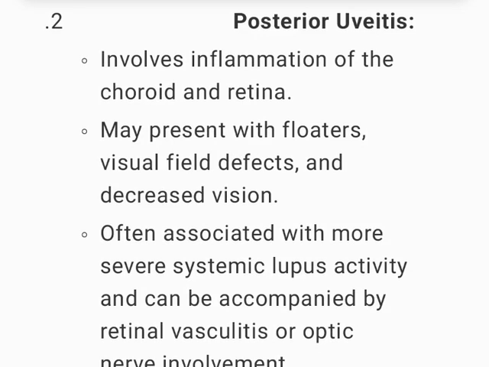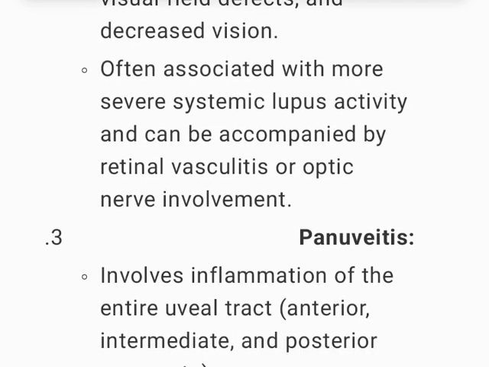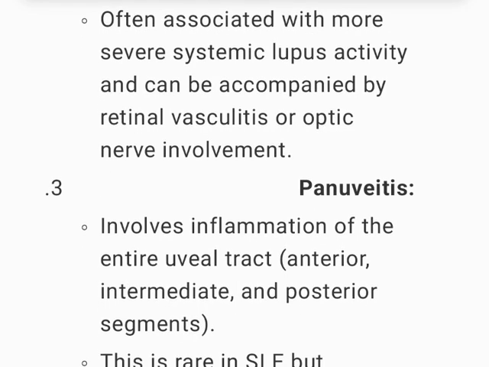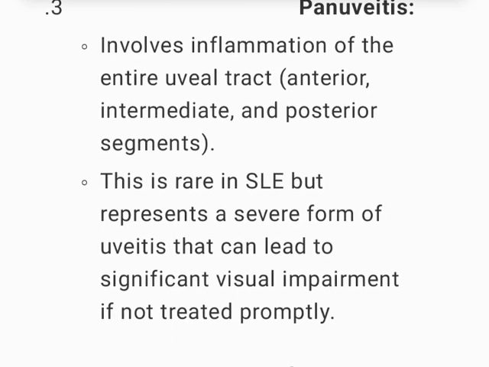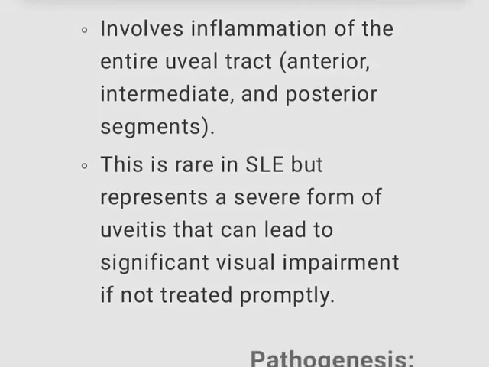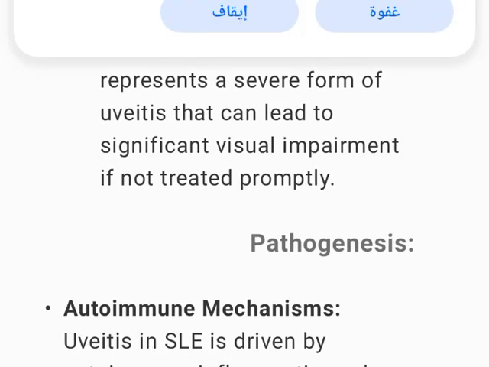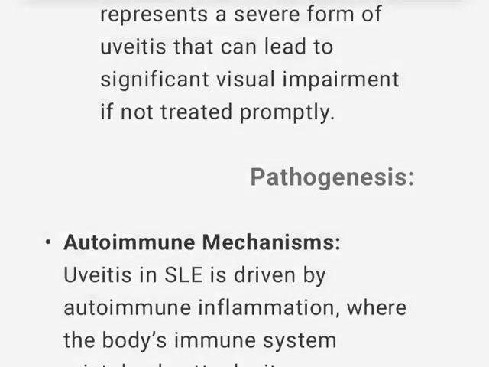2. Posterior uveitis involves inflammation of the choroid and retina, and may present with floaters, visual field defects, and decreased vision. It is often associated with more severe systemic lupus activity and can be accompanied by retinal vasculitis or optic nerve involvement. 3. Panuveitis involves inflammation of the entire uveal tract, anterior, intermediate, and posterior segments. This is rare in SLE but represents a severe form of uveitis that can lead to significant visual impairment if not treated promptly.